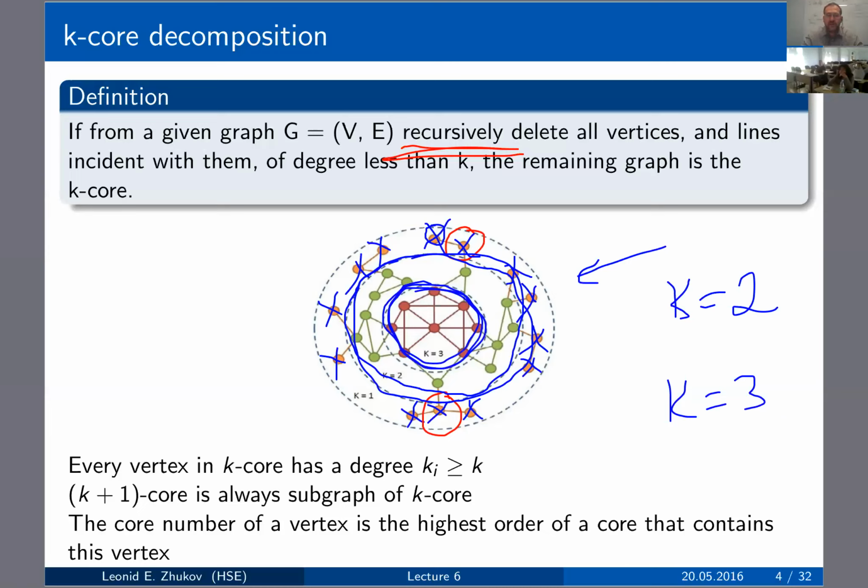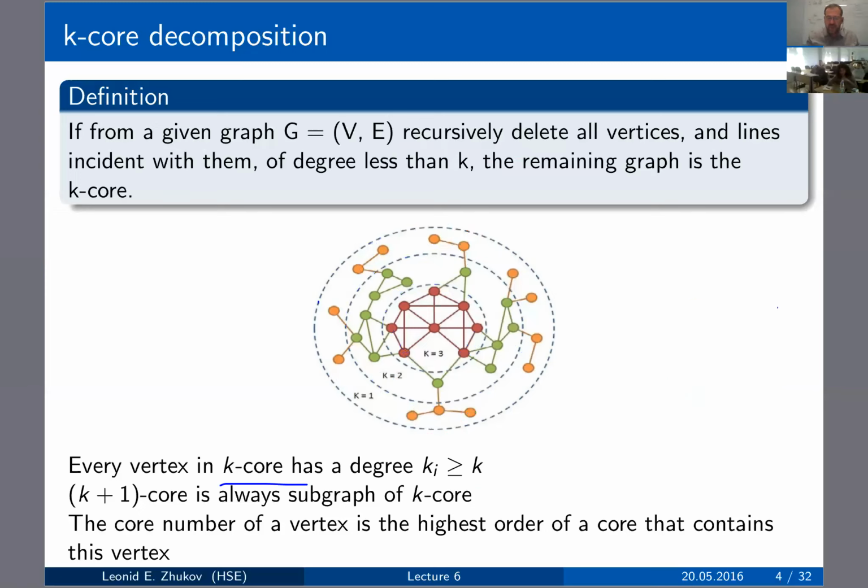So the important thing to note is that every vertex in a k-core has a degree greater or equal to the number of the core, right? And the cores are arranged one over another, right? They're sort of layered.